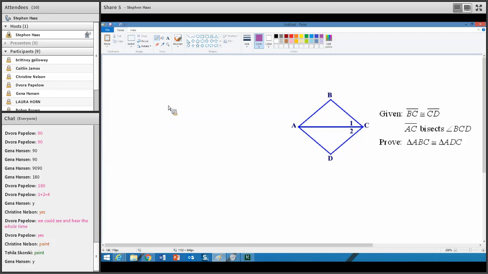So we've got a kind of a shape over here. We've got a quadrilateral, and we're given that BC is congruent to CD, which are these two lines over here, and AC bisects angle BCD. Prove that triangle ABC is congruent to triangle ADC. Okay, so how are we going to go about proving this? This is a relatively simple one, but let's make our chart.